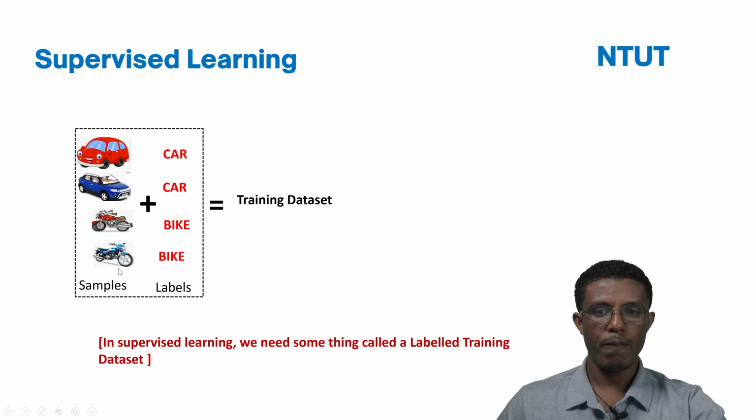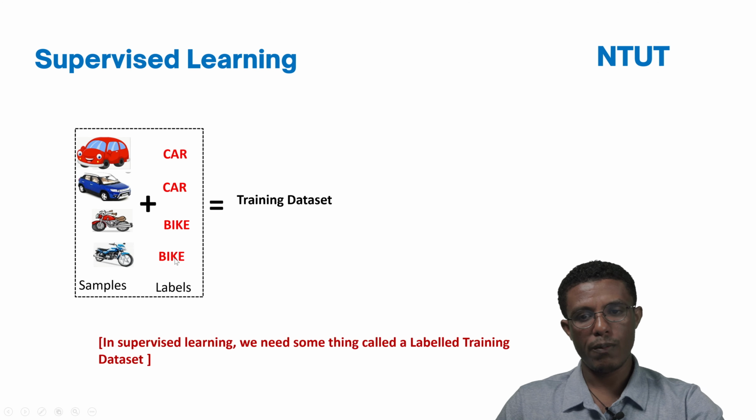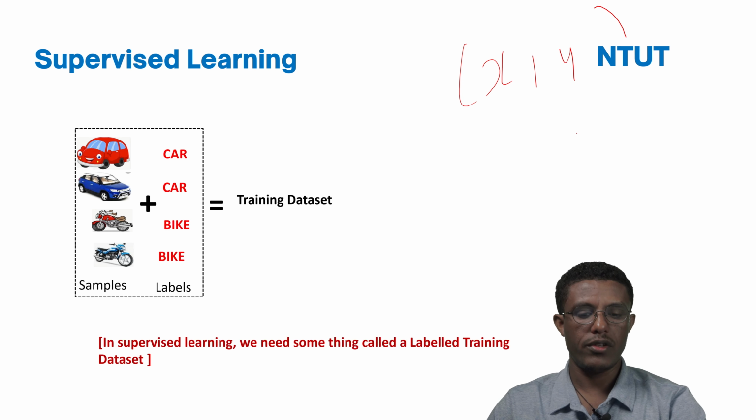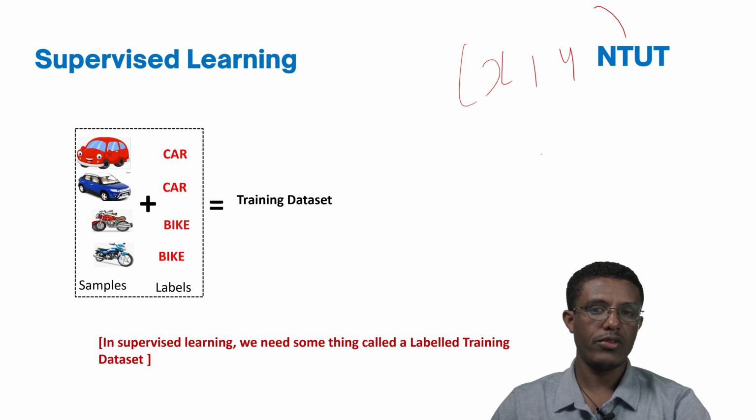X represents the car and bike images, and the Y value represents the name of each one. This is a car, this one is a car, this is a bike, this one is a bike. So this data corresponds to X and Y. X represents the car and Y represents the expected output.